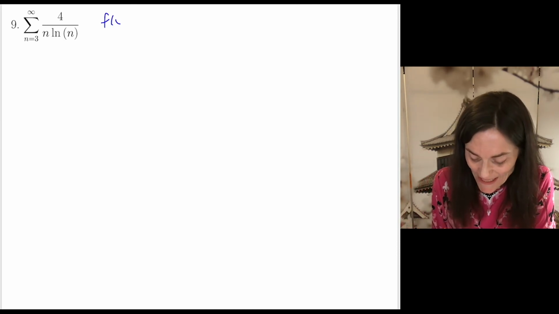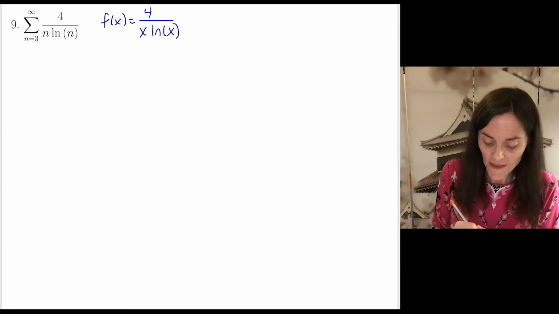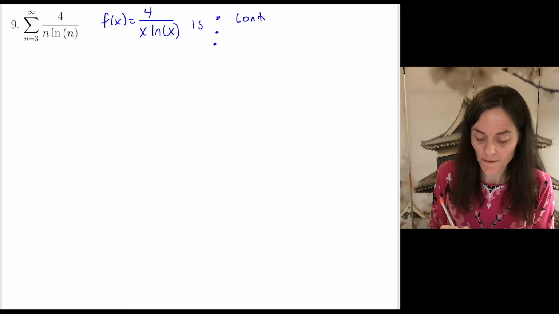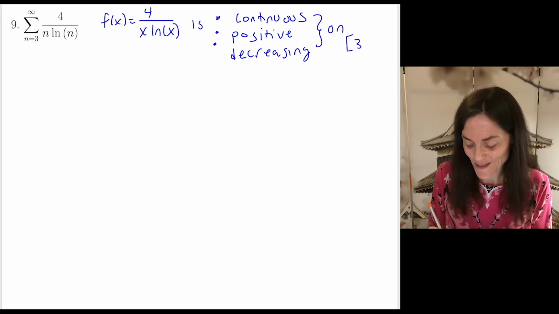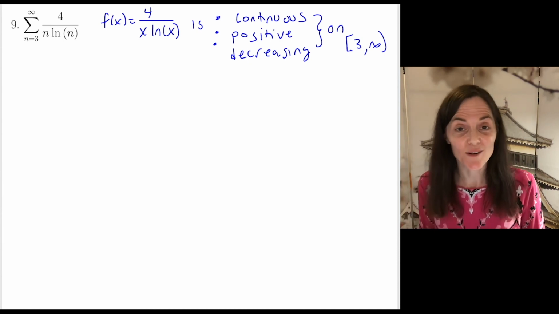So we need to make sure we think about the hypotheses of the integral test. My function is f of x is 4 over x ln x. And there's 3 things. We need continuous, we need positive or really non-negative, and we need decreasing. And all of these hold on here. My series starts at 3, so on 3 to infinity. Okay, very nice. Definitely this is the case. This means I may use the integral test.